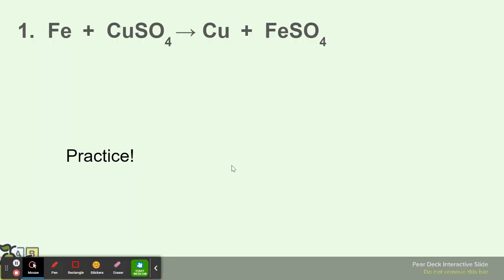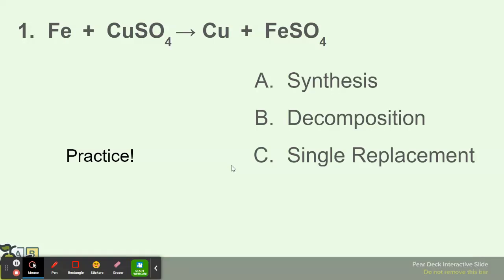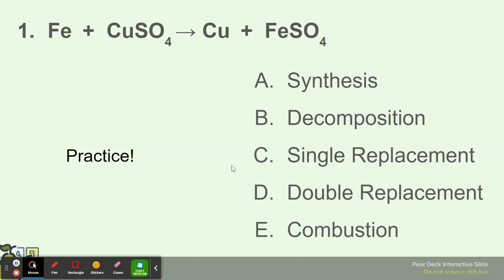Okay, so number one, I want you to take a moment and try to think about what this is. So this reaction, oh, here are all the options. Sorry about that. There you go. Okay, so let's talk about what this one's going to be. This is going to be a single replacement reaction. Okay, single replacement.